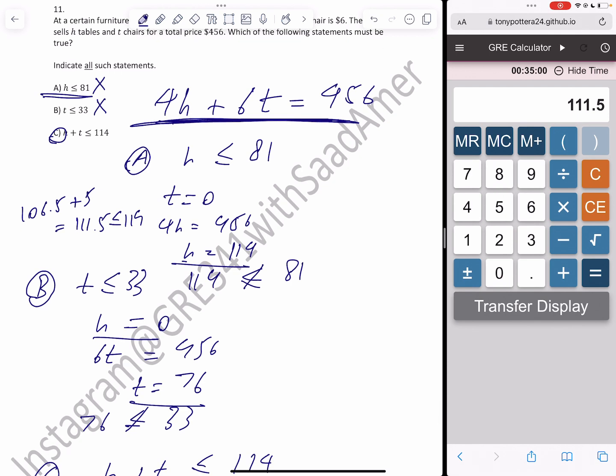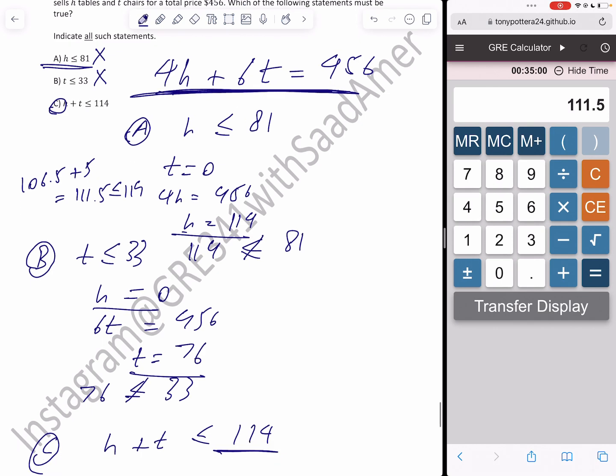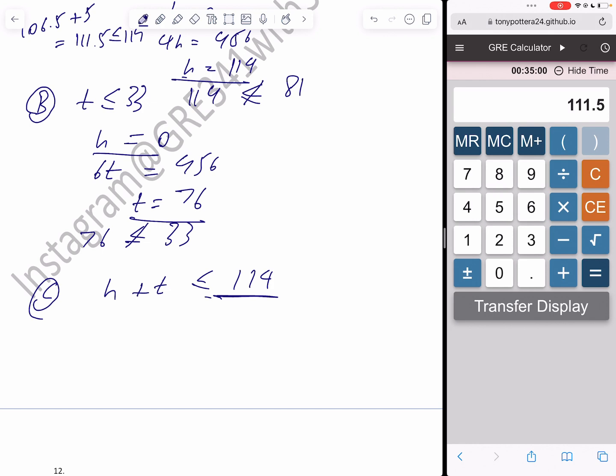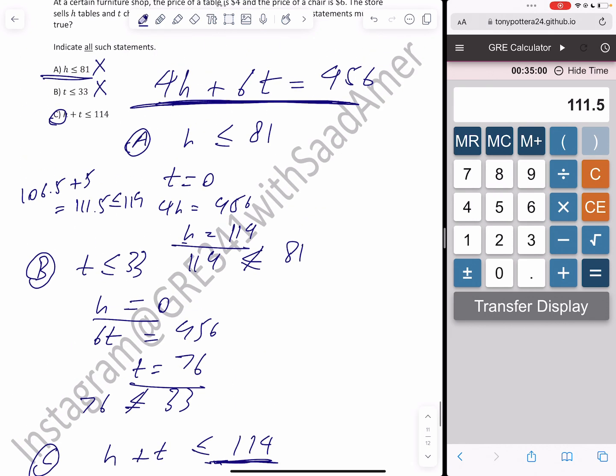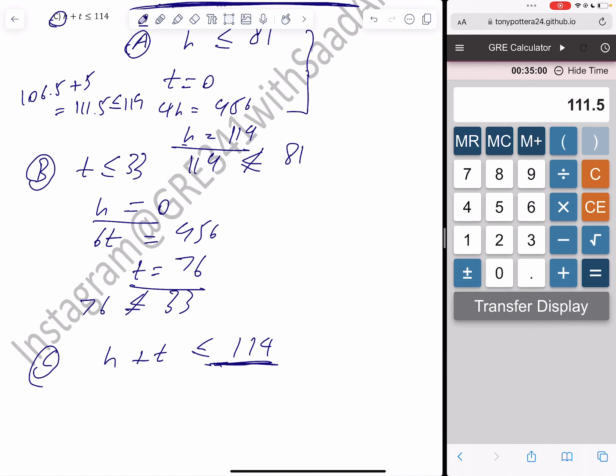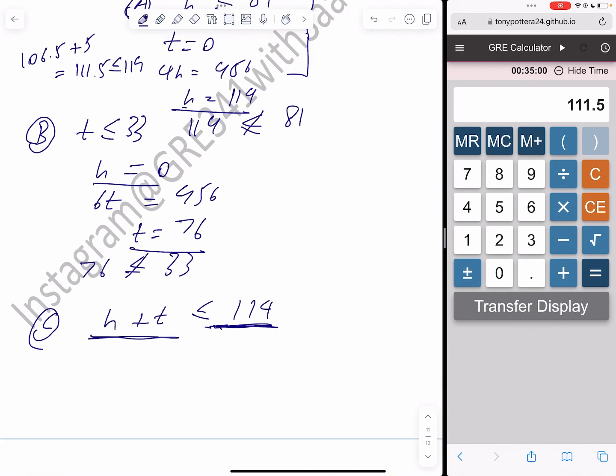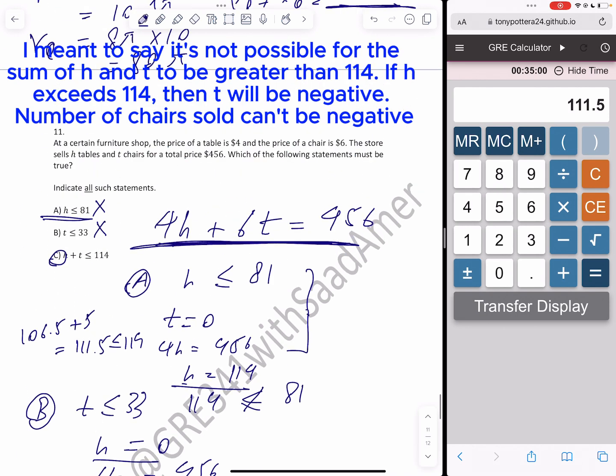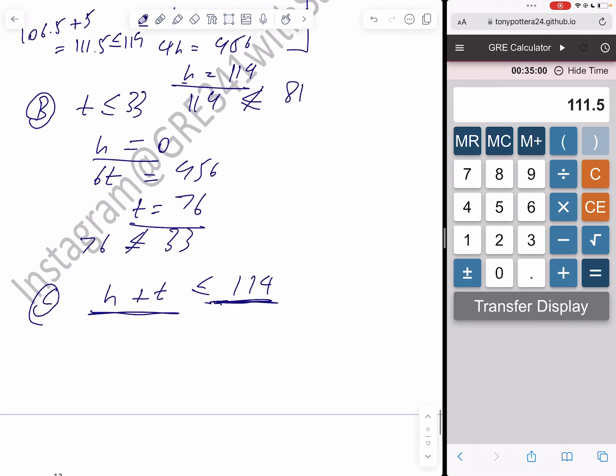Basically, for any value of T or H for that matter, the sum of them will always be less than or equal to 114 because of this extreme case. When T is equal to 0, H is equal to 114. And we already know that A and B need not necessarily be true. They may be true, but they need not necessarily be true. So by the process of elimination, we can see that C will always be correct. I hope you understand.